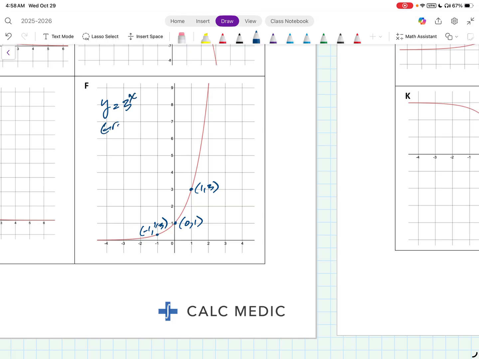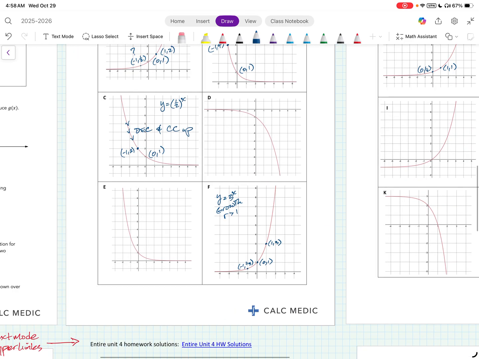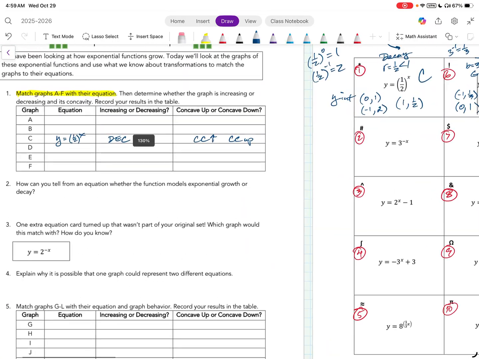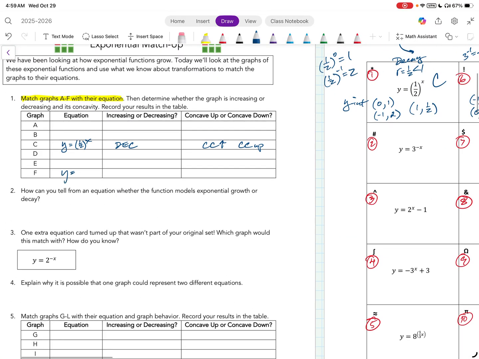Okay, so this is y is equal to 3 to the x power. This is growth. All right, why? Because r is greater than 1. It increases very quickly. And that's how the game is played, my friends. So f is 3 to the x power. So let's record that: y is equal to 3 to the x power. It's increasing because it's growth, right? And it's concave up.